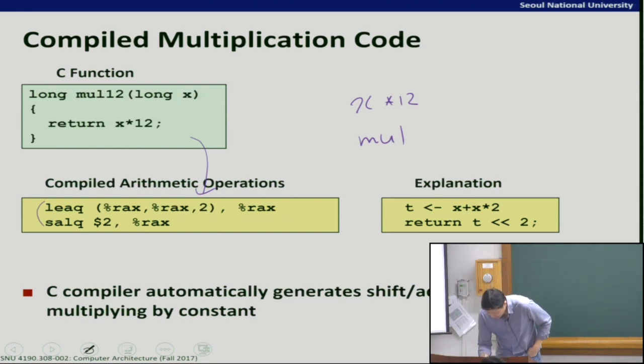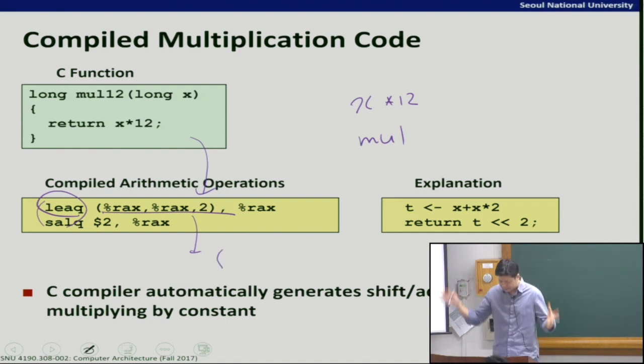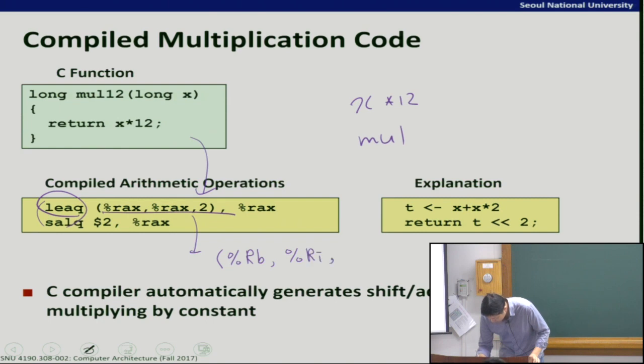In the first case, this one is called load. This one actually calculates the constant value. So this is notation. By the way, you don't really have to worry too much about this notation at this point. But what this does is, let's say you have some parentheses and a register B followed by register I followed by some constant S. Then what the compiler does is it calculates the value of RB plus RI times S.